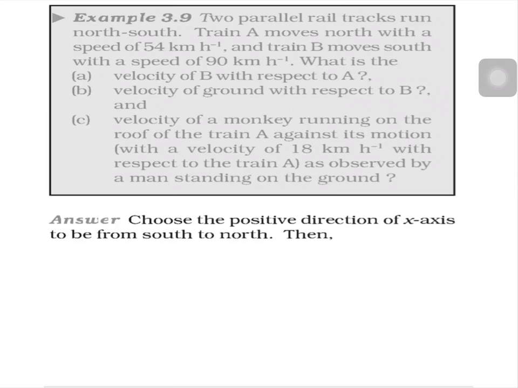We are going to see the numerical problems in the chapter Motion in a Straight Line. See the first problem, related to relative velocity.